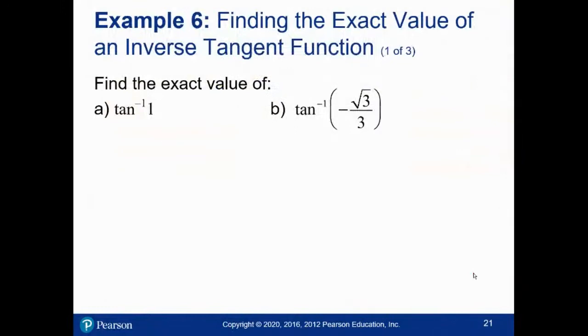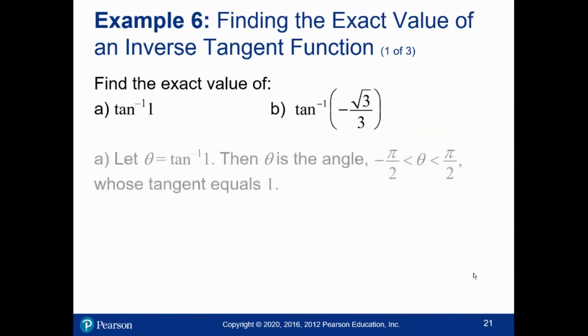All right, so let's look at an example. Find exact values for each of the following: arctangent of 1 and arctangent of negative root 3 over 3. So again, you're looking for an angle whose tangent is 1, but specifically an angle either in quadrant 4 or in quadrant 1. So pause the video here and try to do both: an angle in quadrant 4 or 1 whose tangent is 1, or an angle in quadrants 4 or 1 whose tangent is negative root 3 over 3. Pause here.